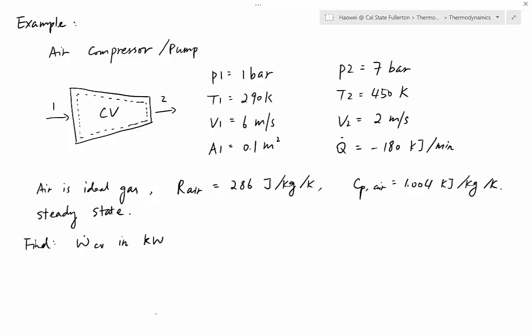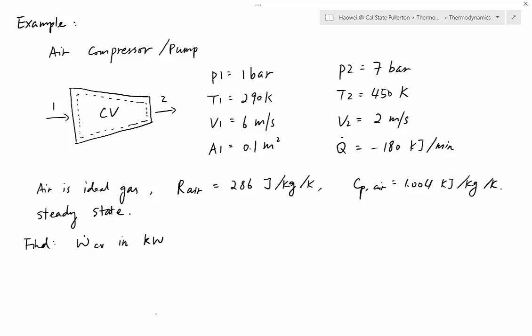And then the system is a control volume because we have an inlet and an outlet. So there is mass transfer. P1 is given as 1 bar, T1 is given as 290 K, V1 is 6 meters per second. Cross-sectional area at inlet A1 is 0.1 meter squared. And similarly, P2 is 7 bar, T2 is 450 Kelvin, V2 is 2 meters per second, and Q dot, the heat transfer rate, is negative 180 kilojoules per minute.